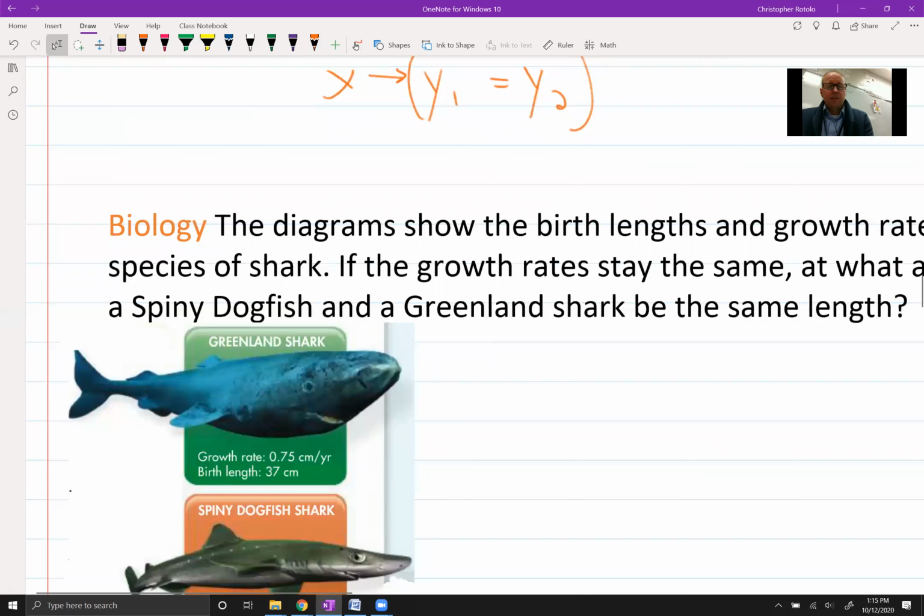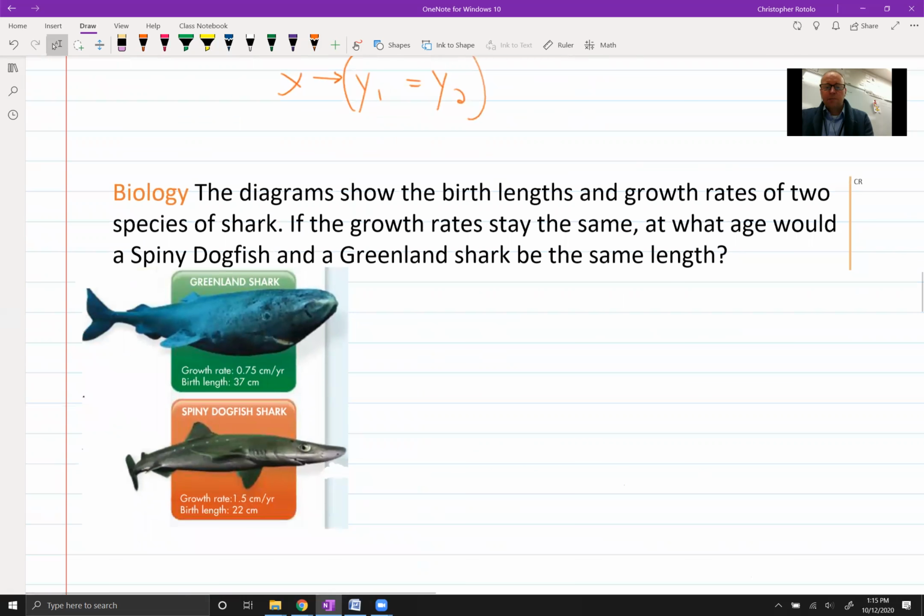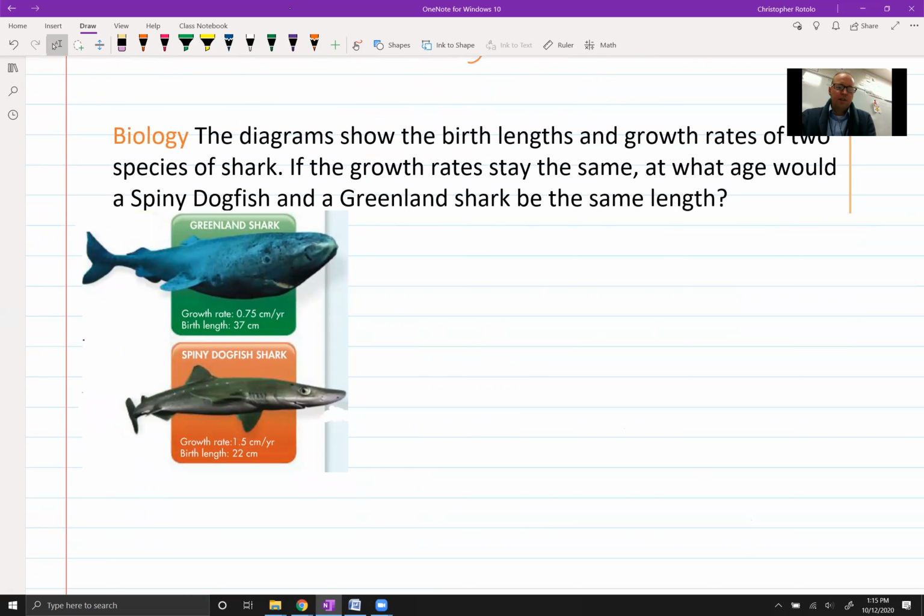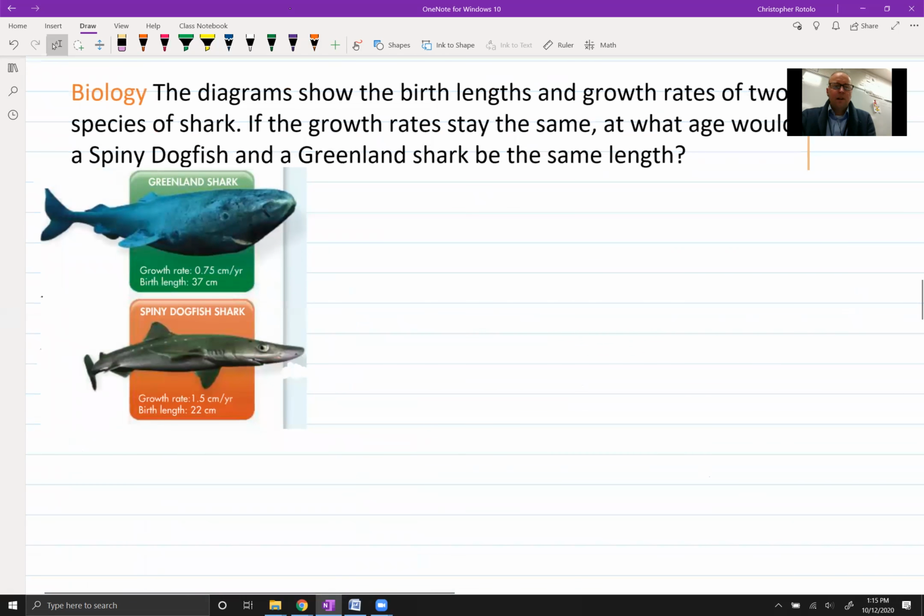All right, so where we're going to use some of this, we'll get a little bit further ahead. We're going to actually make some equations out of our Greenland shark and our spiny dogfish shark. We're not going to graph them at this point, but I just want to give you a heads up on how to set them up. If the growth rate stays the same, at what age would the spiny dogfish and the Greenland shark be the same length? Okay, so that means one of them started off as a big boy here, and the other one's going to grow up to that. All right, so the Greenland shark, we're going to start off at 37. So y equals, I don't know the slope yet because I didn't read that part, but it's 37 centimeters to get started with, and it grows at a rate of 0.75.